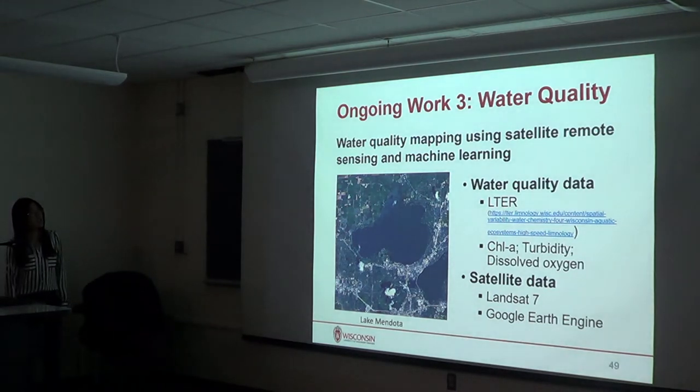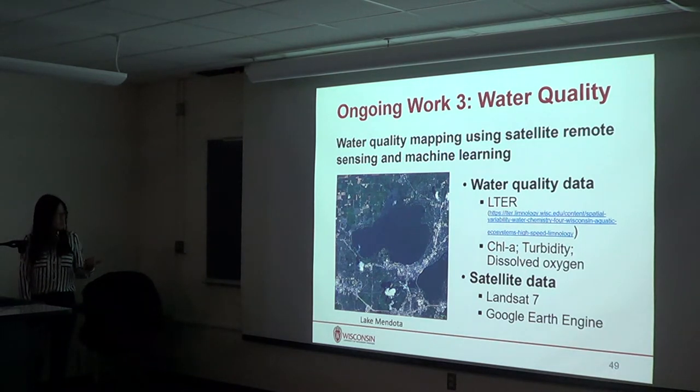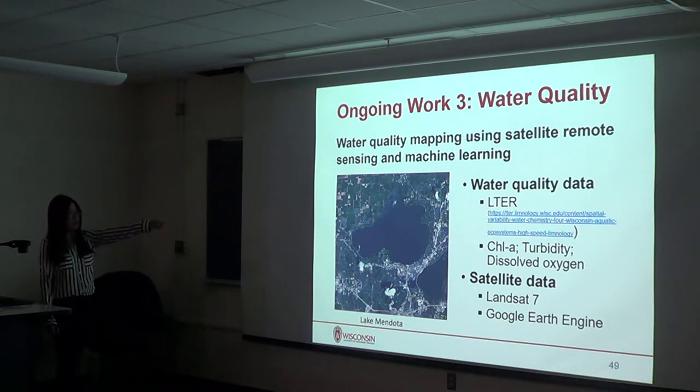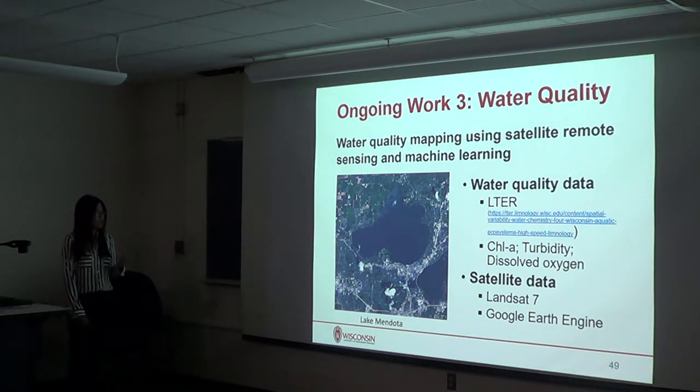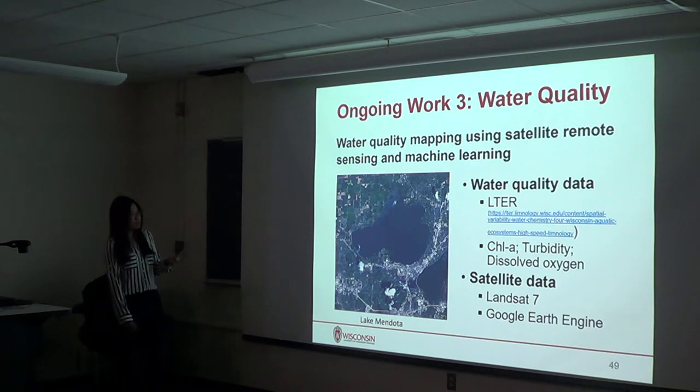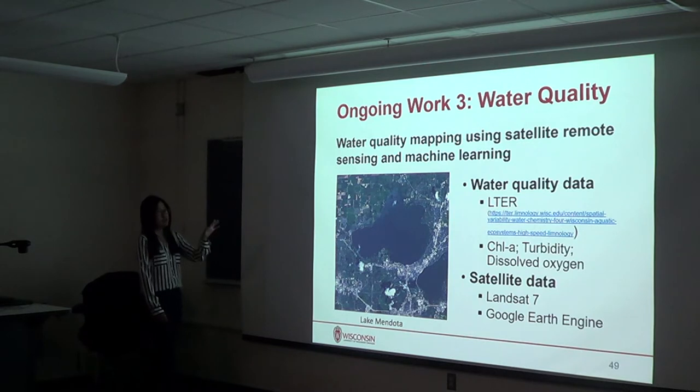Another work we just started is to use satellite remote sensing data and machine learning to map water quality. Here is Lake Mendota. We can get different water quality ground truth data from this LTER dataset. It's publicly available. Then we can also access Landsat 7 using Google Earth Engine for the model development. And then using this satellite data along with climate information, we develop models to map the water quality.